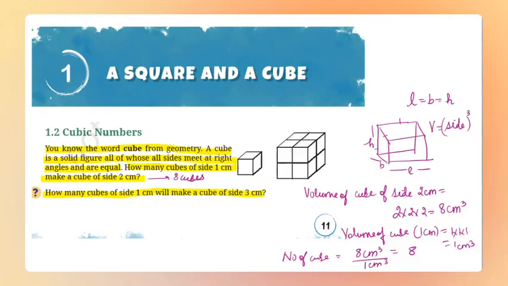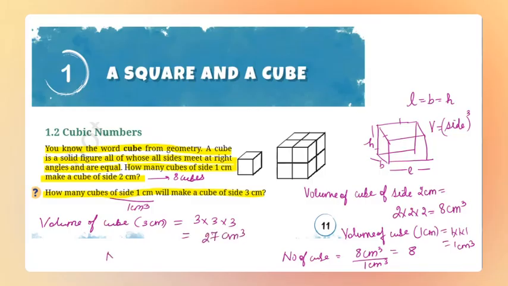Similarly, we have to do this question. How many cubes of side 1 centimeter will make a cube of side 3 centimeter? So we already know the volume of the cube having side 1 centimeter, which is 1 centimeter cube. Now let's find the volume of the cube whose dimension is 3 centimeter. So what will be the volume? We have to multiply 3 times 3 times 3. So the volume of the cube having side 3 centimeter will be 27 centimeter cube.